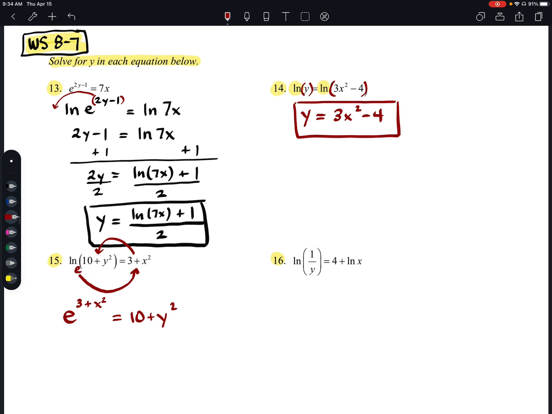Now we just need to isolate y. So we'll subtract 10 from each side. That equals y squared, and then we'll take the square root of each side. And we know that leads us to the absolute value, so we'd end up with a positive or negative square root of e raised to the power of 3 plus x squared minus 10 is going to equal y.